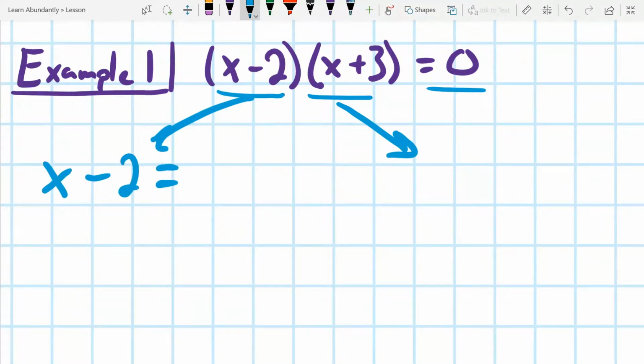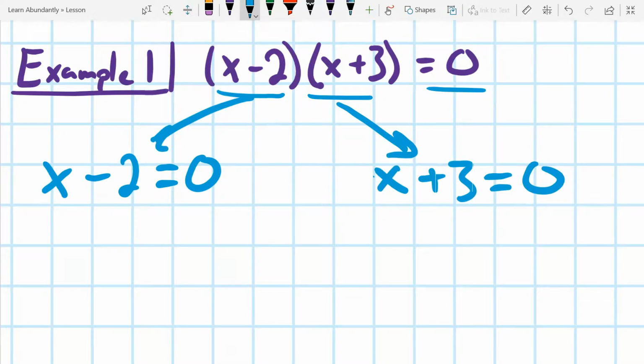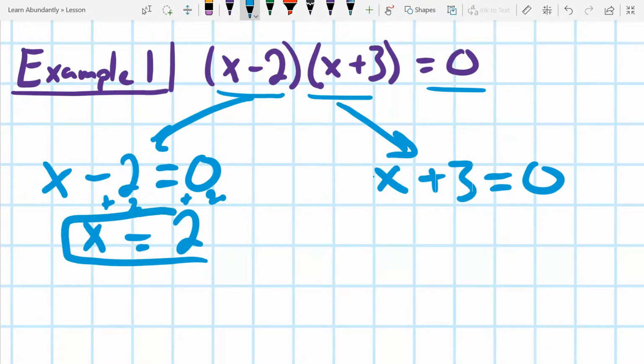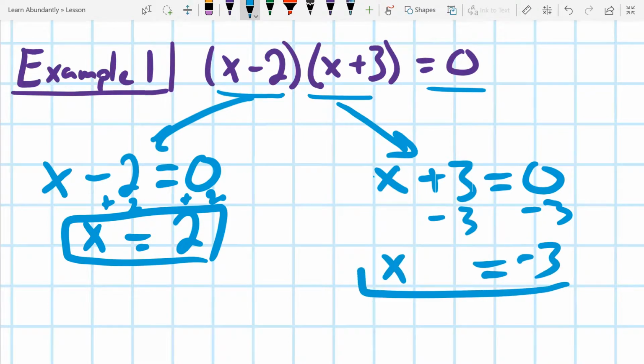Now all we have to do is split our two factors so that we're creating two pretty simple equations, actually. And then we go ahead and solve them. So our one quadratic equation, since it's factored, we can split into two simpler equations. I add 2 to both sides, plus 2, I get x equals 2. And then if I subtract 3 over here, I get x equals negative 3. And I've got my two answers.